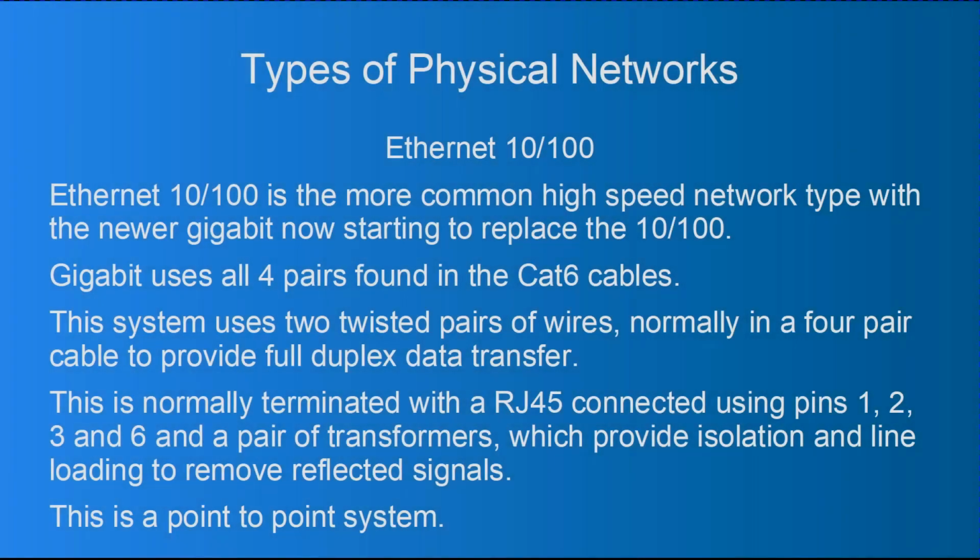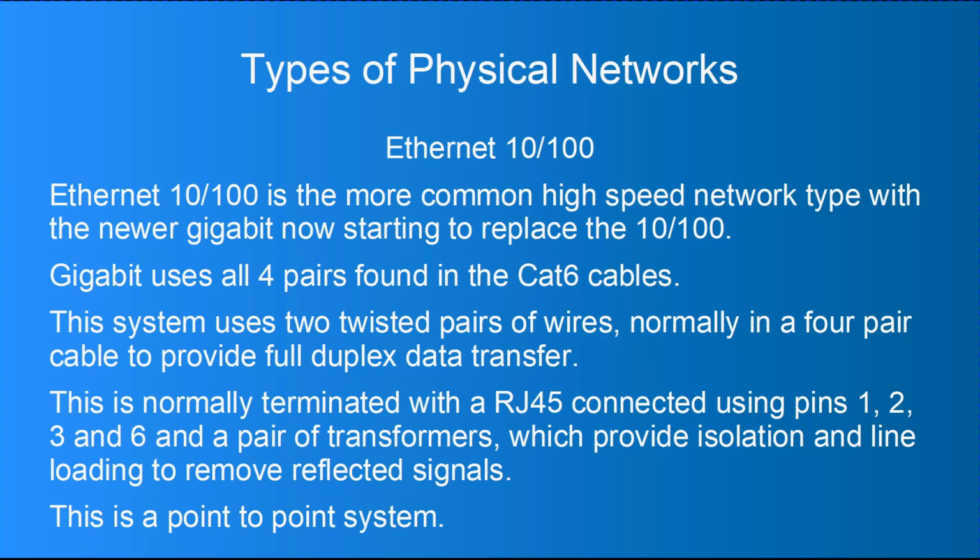The 10/100 Ethernet is now being phased out. It'll be around for a very long time still, and it uses 2 pairs out of a 4-pair cable. Most of us would be familiar with the Cat5e cable. It has 4 pairs of wires in it, typically blue, orange, green and brown. And we actually use pairs 2 and 3 out of that cable. And they're normally connected to pins 1, 2, 3 and 6 of your RJ45.